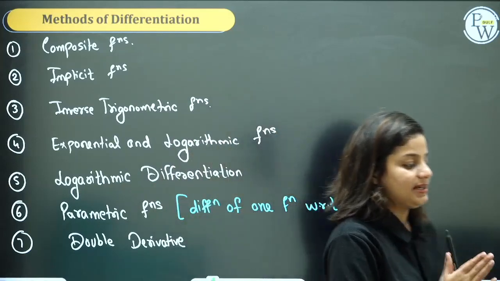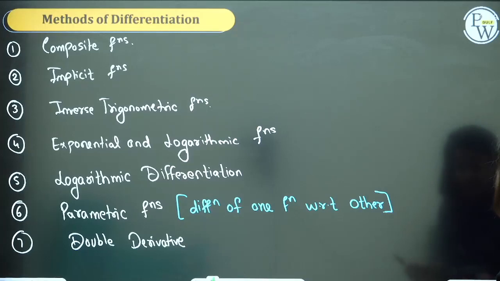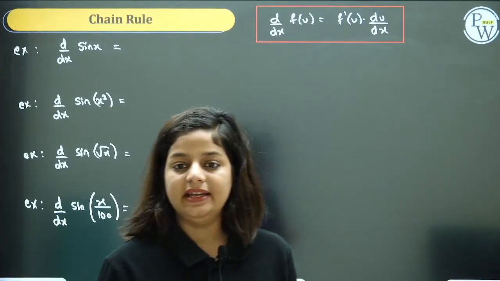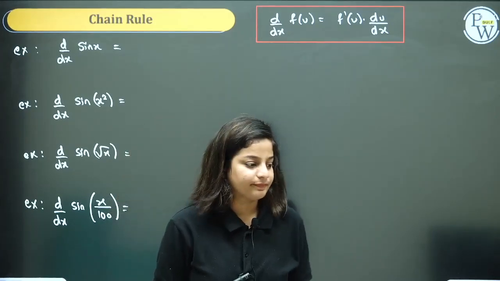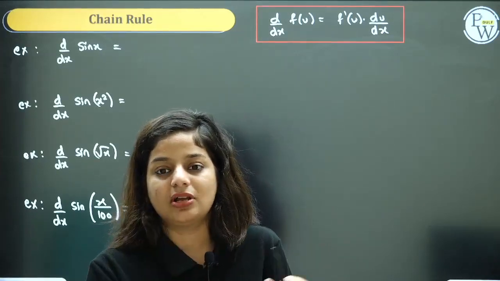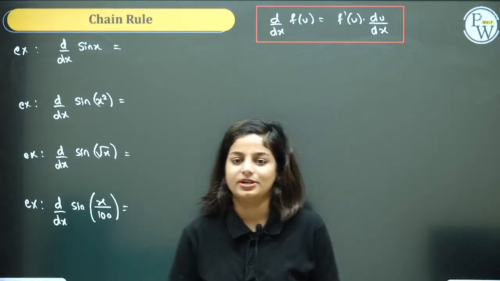Composite, implicit, inverse, exponential, logarithmic, parametric, double derivative. Let's go on one by one. First, I'll discuss in short the theory and then in the end to the questions. I'm not going topic by topic, because a lot of questions are mixed. It is implicit also, it's composite also, it's log, everything. So, we'll do the questions towards the end.